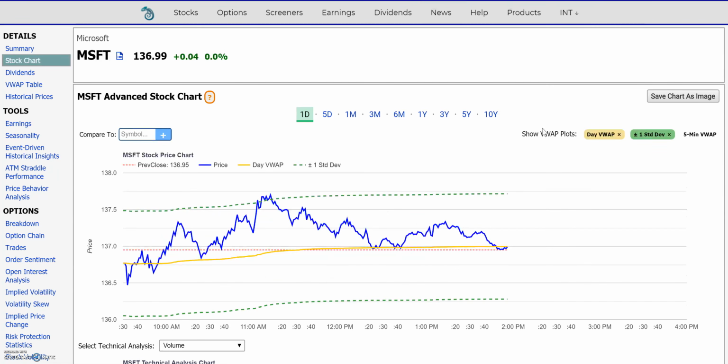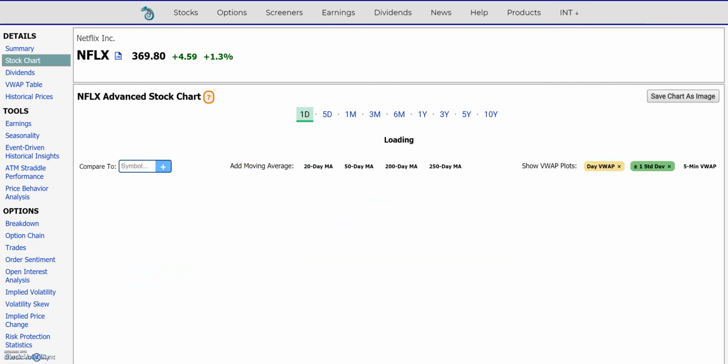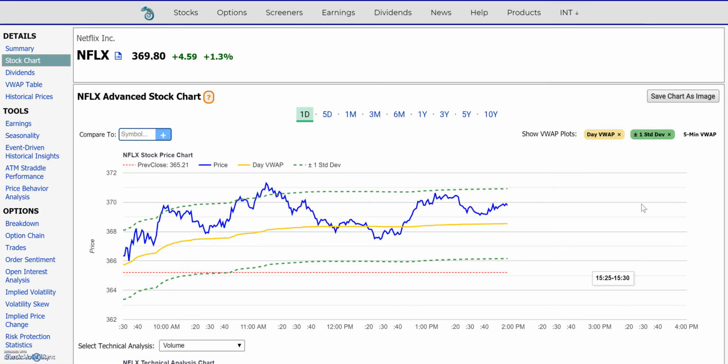Let's take a look at Microsoft, Netflix, just to get an idea how the price fluctuates around the VWAP and how much it can deviate from it.